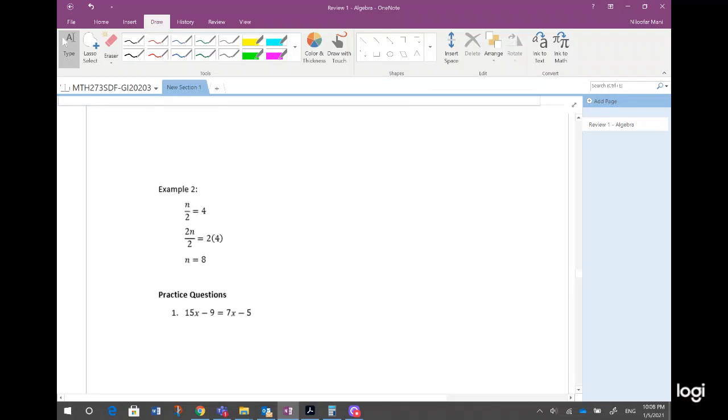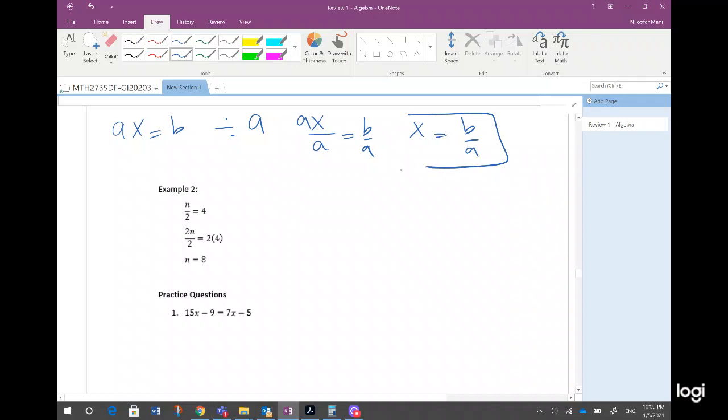How about here? Okay, so here I said ax equals b. So I divide both sides by a, so ax over a equals b divided by a. So x is b over a. Yes? Okay, so x is b over a.